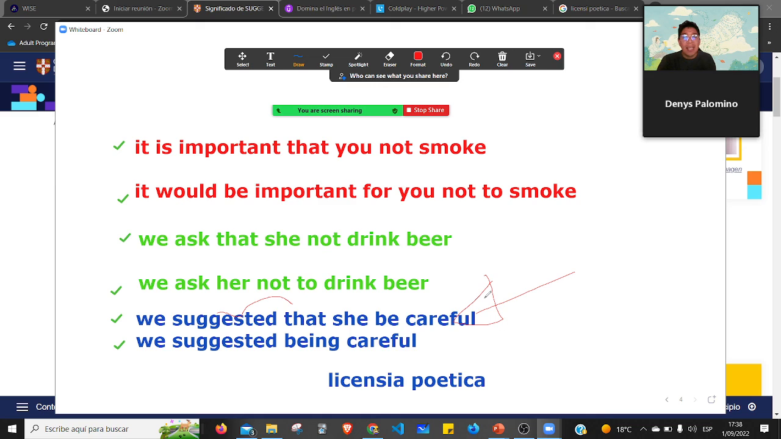Y no está, como puedes ver, suggest that you brushing your teeth. I suggest brushing your teeth. Ahí dije, sugiero cepillar tus dientes. I suggest not forgetting your appointment. Mira, your appointment. I suggest not forgetting.